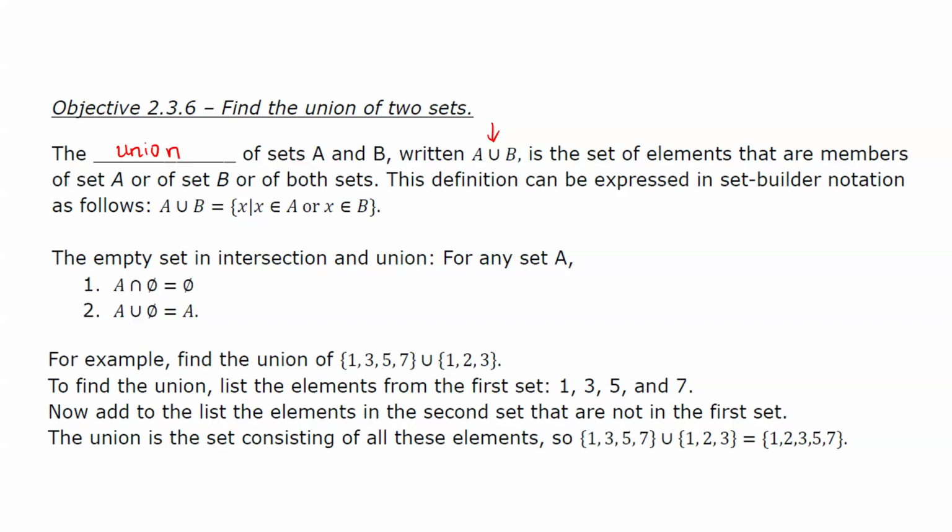Okay. For example, if we were asked to find the union between the set 1, 3, 5, 7 and 1, 2, 3, we would list the elements from the first set, 1, 3, 5, and 7, and then add to the list the elements in the second set that are not in the first set, giving us the union between both sets, 1, 2, 3, 5, and 7. So it's like combining both sets.